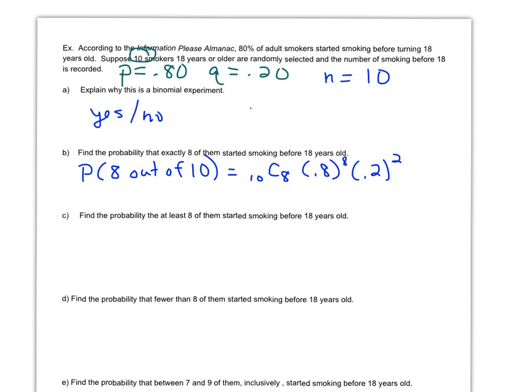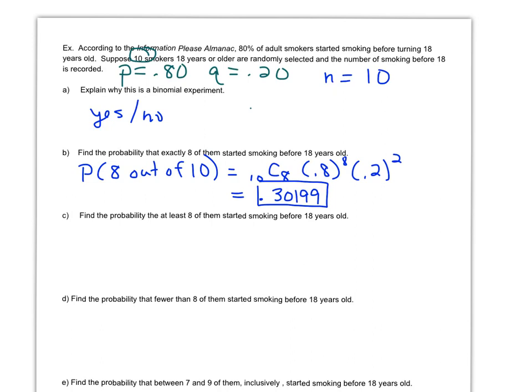I went ahead and tossed that in my calculator, and I'm getting a probability of 0.30199. So a little over 30% chance that 8 out of those 10. Now 8 is the most likely number because 80% of 10 is of course 8, so that would make sense that that would be the largest number.